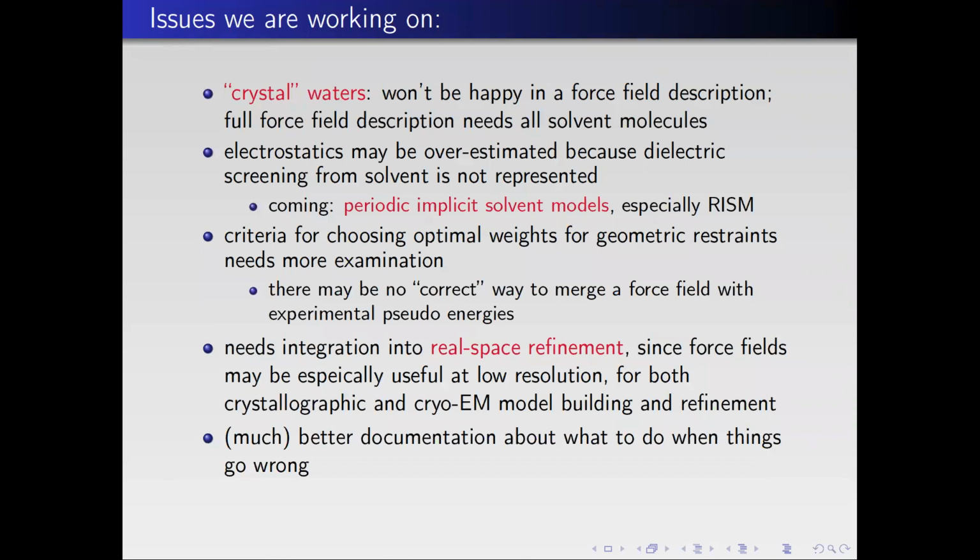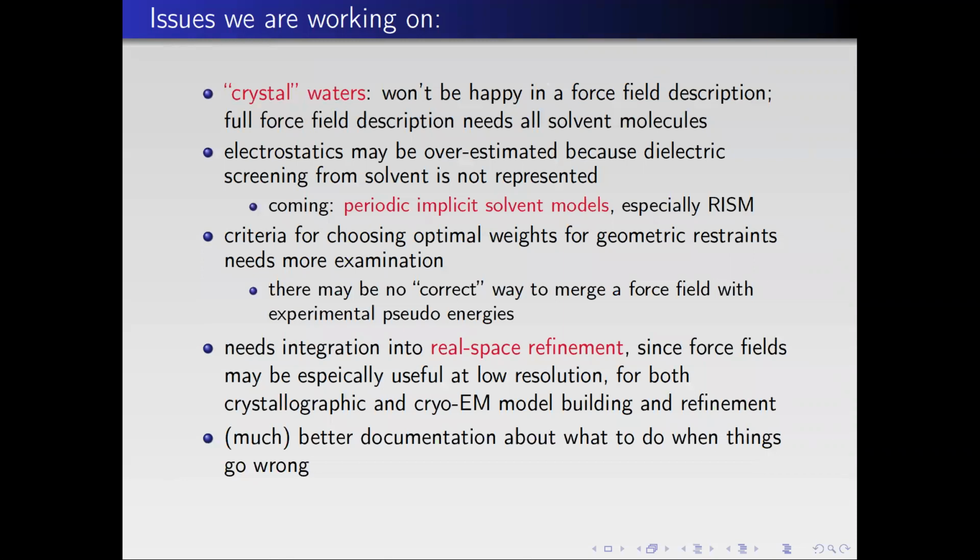So if you just have a few waters, they're not going to be happy in a force field, because the waters are only happy if they can make roughly 4 hydrogen bonds with neighboring waters. And if you don't have all the neighboring waters, then the waters that are there are not going to be happy in your force field. We have some ideas about how to go about that, but we haven't figured that out. Electrostatics may be overestimated again because the dielectric screening of these missing waters is missing from your force field. And so you may be overestimating electric things.